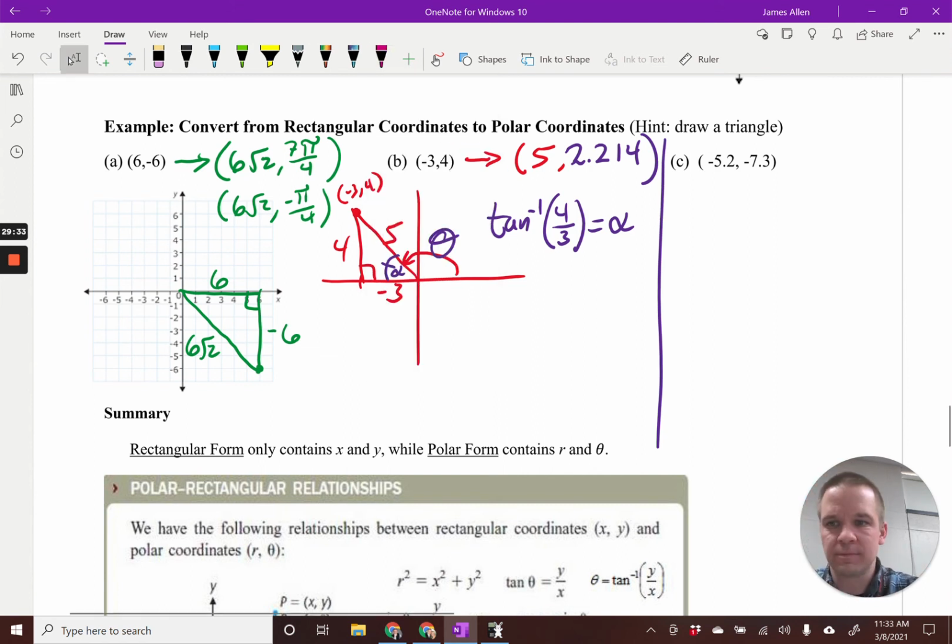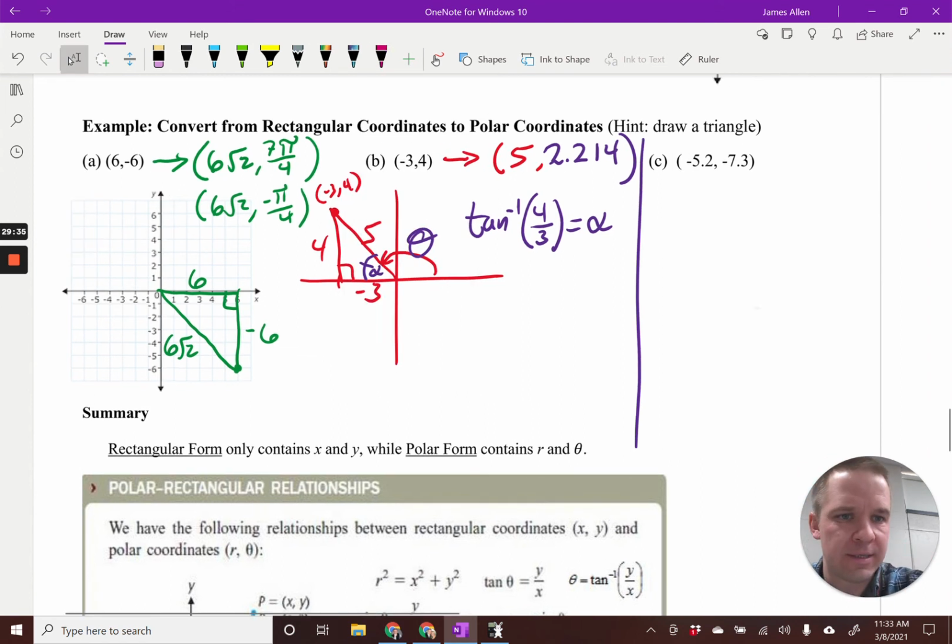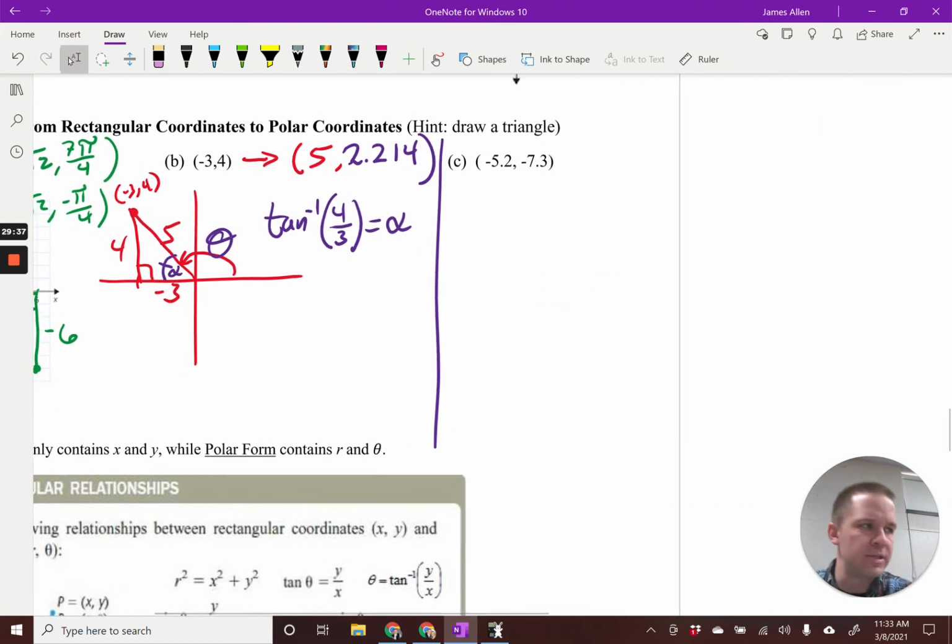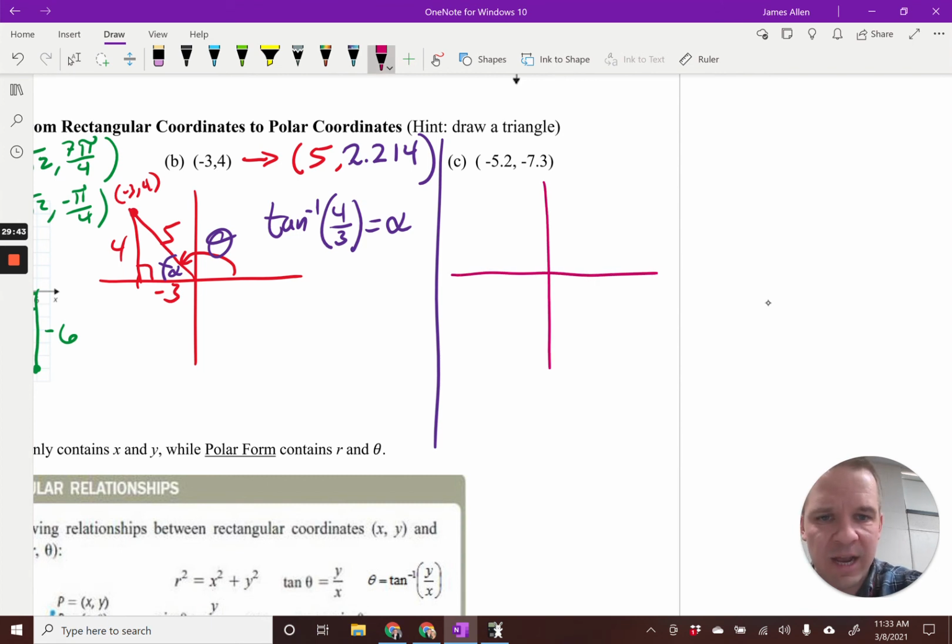All right. So let's go ahead. We'll draw a picture again, right? This is the rectangular coordinate. It's negative, negative, which would mean it'd be somewhere around here, right? So negative 5.2 and negative 7.3. And I've got myself a right angle there.